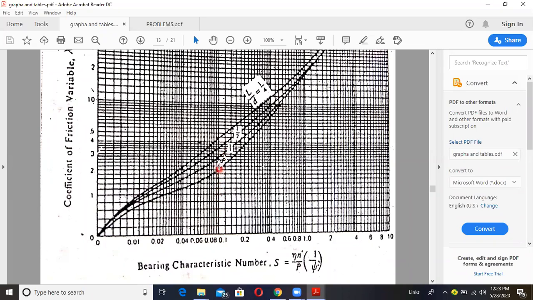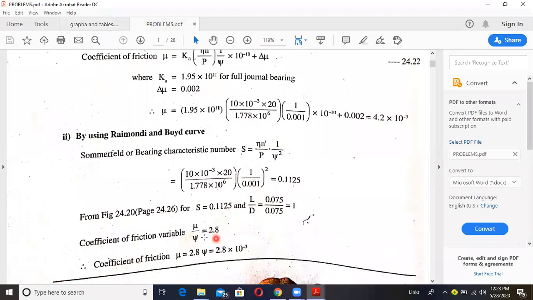Move like this until it touches the second curve. So now the second curve it touches. Come towards the left side. Then somewhere you will get the mu by xi, in between 2 and 3. So 2.8 or 2.7. Therefore we will get mu by xi is equal to 2.8.